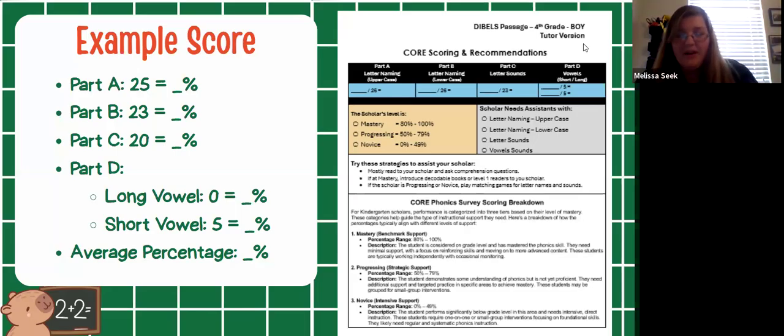I'm going to set a timer. And then if you guys want to write on a piece of paper or just take a mental note. And then I have what I scored it as, and we're going to compare to see if we got it correct. Okay. All righty, go ahead. I've started our 2 minutes.